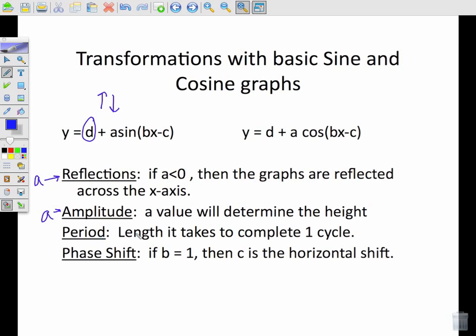The period, what it means is how long does it take to complete one cycle. And so for sine, this is one cycle right there. For cosine, this is one cycle. And you can see that the period length is how long it takes to complete one of those. And the phase shift, if your B is equal to 1, then C is the horizontal shift. Your phase shift comes from Bx minus C. It's actually found by taking the negative C over B. That's how you find the phase shift. It tells you the direction and how long it's shifted.